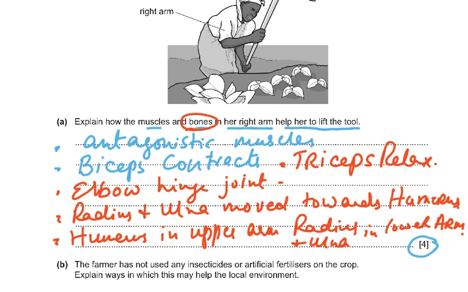So simple: antagonistic muscles, biceps contracts, triceps relax, elbow is a hinge joint, radius and ulna move towards the humerus, and the humerus is in the upper arm and the radius and ulna in the lower arm. You had to talk about the bones, so you'd have to give me the position of the bones and where they were located, which bone was in the upper arm and which bone was in the lower arm. So that is why I'm giving you all that information.